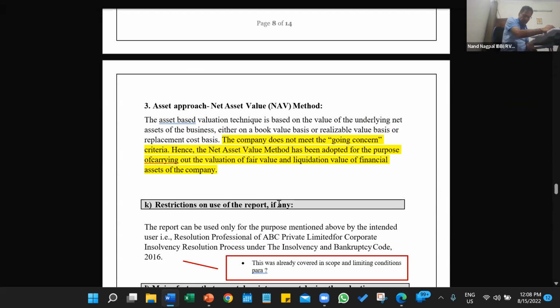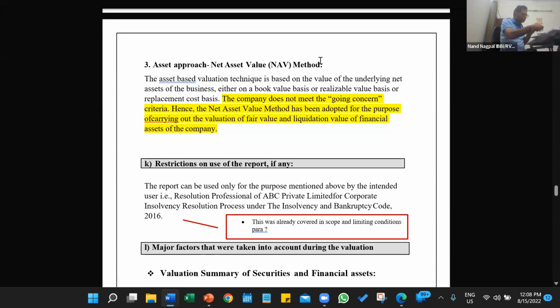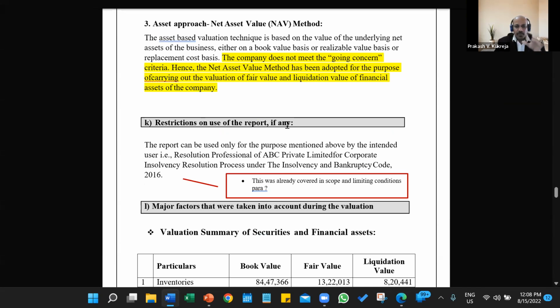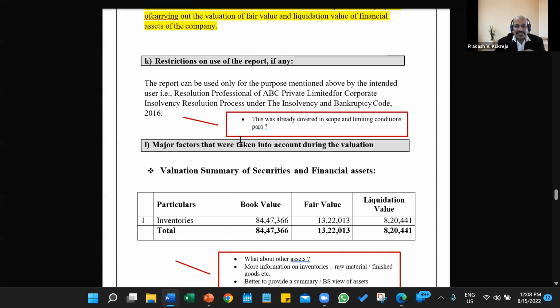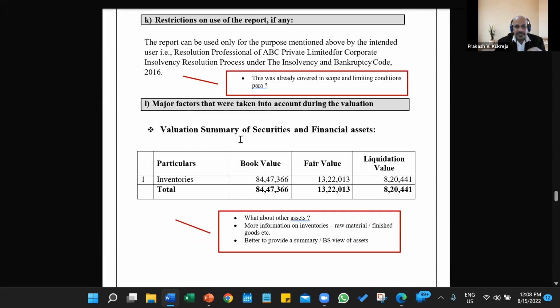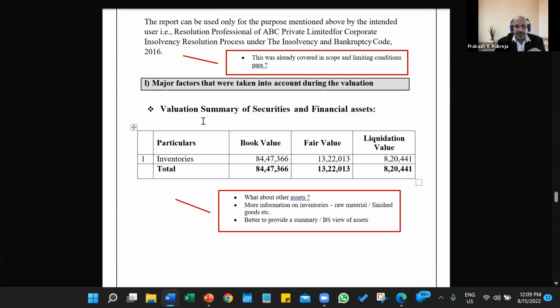Okay, so moving on, asset approach. Again, if you see here, it says not meeting the going concern criteria. These statements are very, very vague. My point here is that we have to be very specific. I'll quickly finish this part, because now if you see the valuation summary, as I mentioned, debtors is not mentioned over here.